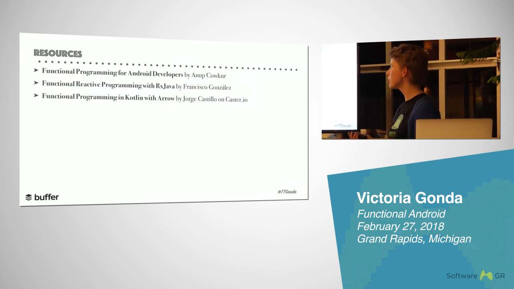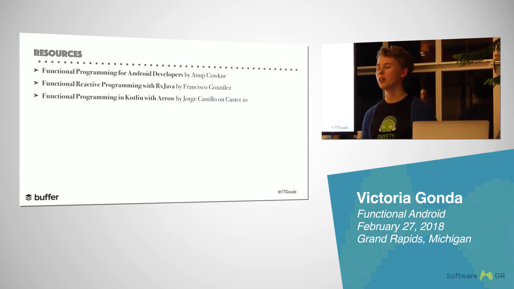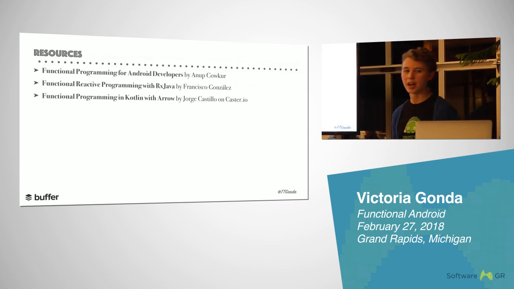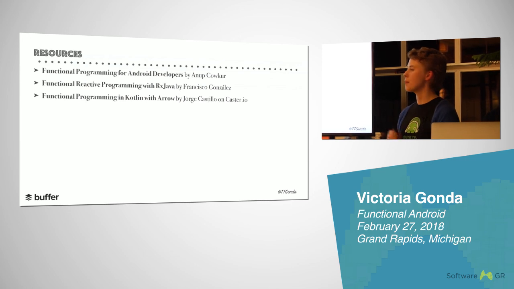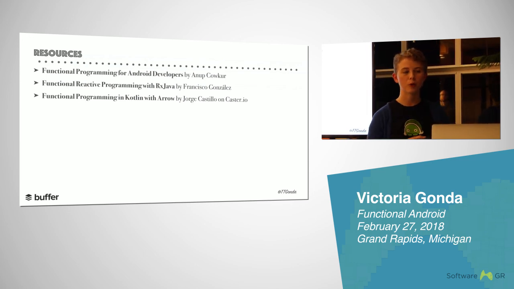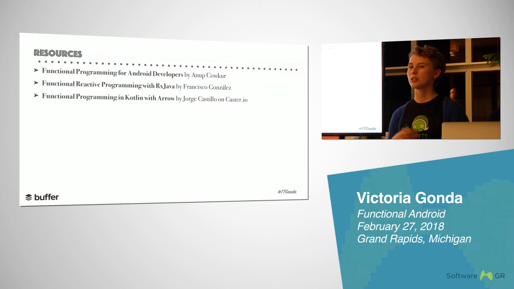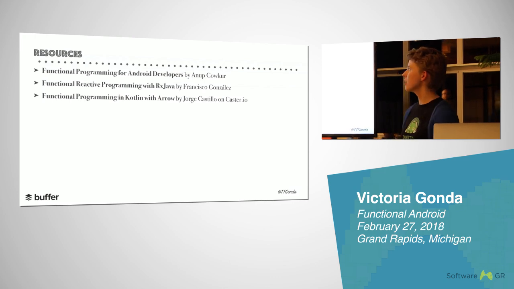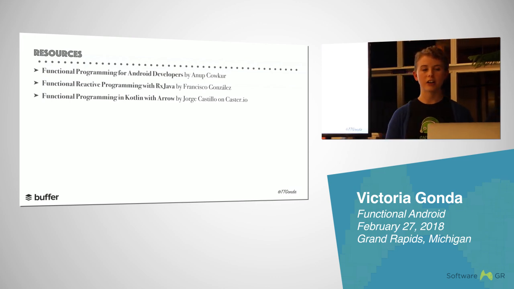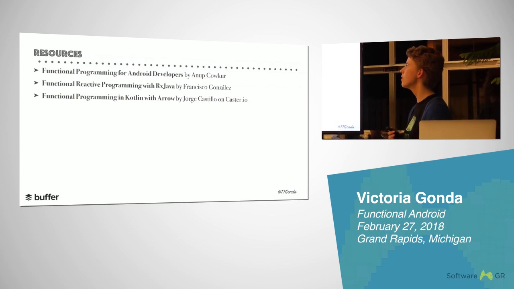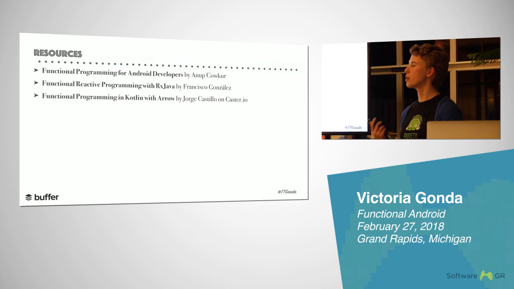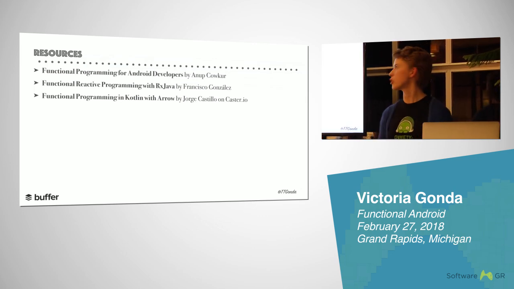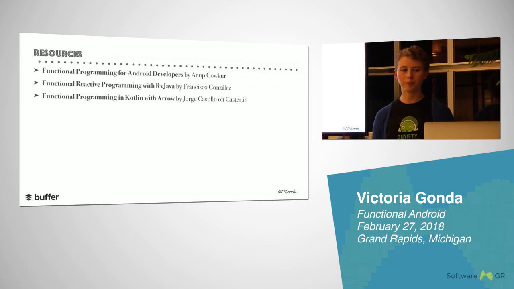So here are some resources. I also have them tweeted out. You can find my Twitter at @ttgonda. The top resource here is the one that I mentioned at the beginning, Functional Programming for Android Developers. Some other neat ones that would be fun to look at: if you're interested in RxJava, you could look at Functional Reactive Programming with RxJava. And then if you're interested in learning more about Arrow, there's a course on Caster.io, Functional Programming in Kotlin with Arrow.